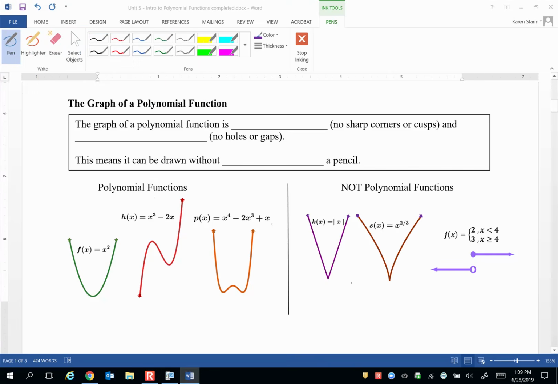The graph of a polynomial function is smooth. That just means it has no sharp corners or cusps. And it's also continuous, and that means there's no holes or gaps. So this means that we could draw without lifting our pencil. We would never have to lift our pencil if we were to trace our polynomial function.